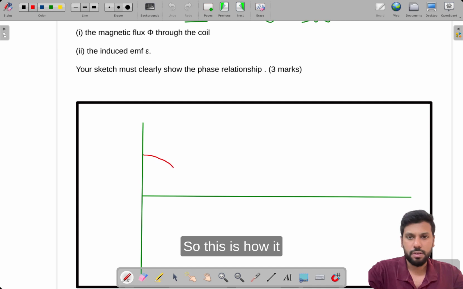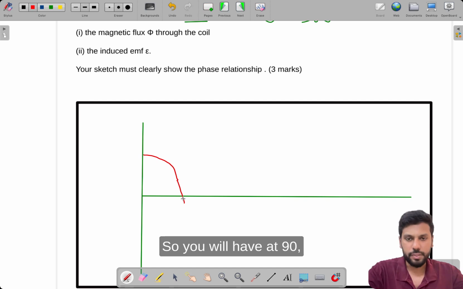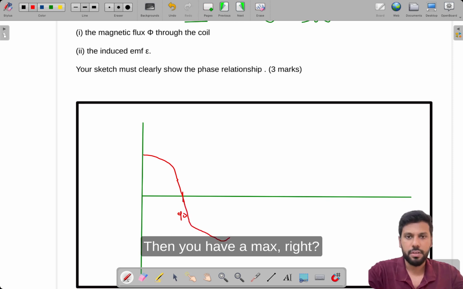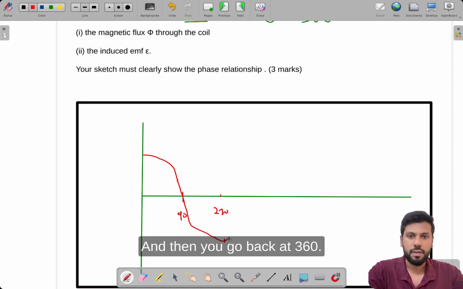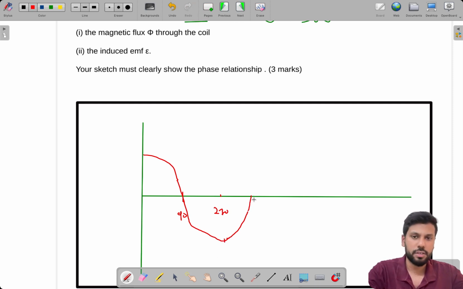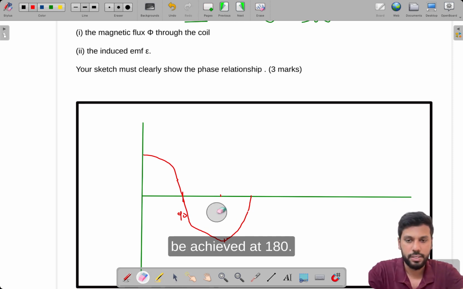So this is how it goes, so at 90, at π/2, it is going to be 0. Then you have a max, right? This max will be achieved at 270, and then you go back at 360. Okay, sorry, the max will be achieved at 180. Sorry, the negative max will be achieved at 180.